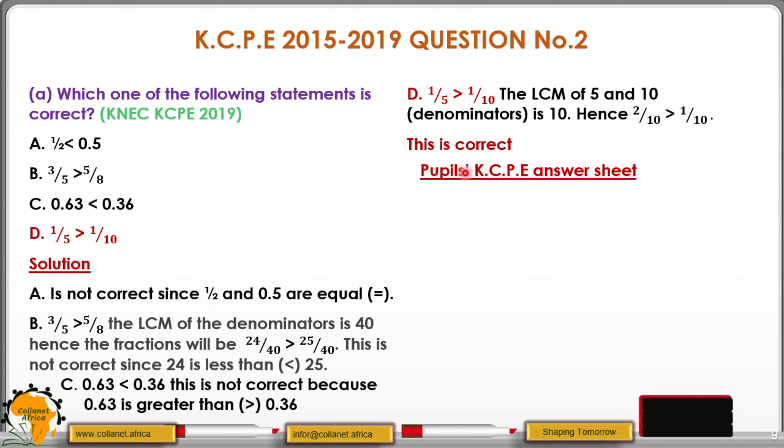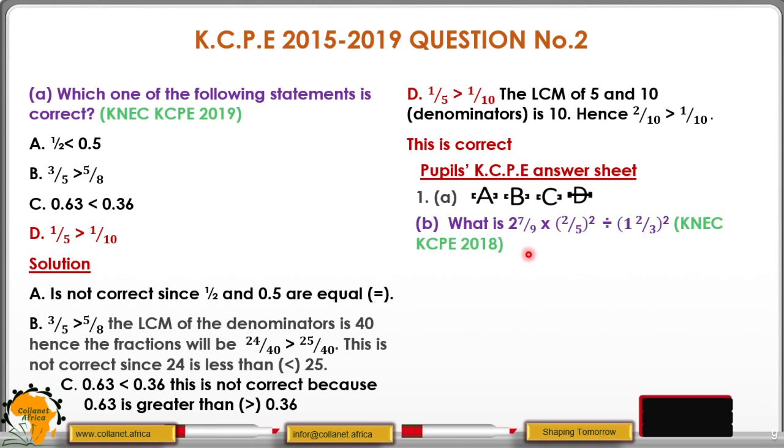So in the pupil's KCPE answer sheet, which should be handled carefully, the choices will be A, B, C, and D. So you draw a horizontal dark line on choice D, and the line should not move out of the bracket. You should not circle the letter, or cancel it in a diagonal way.